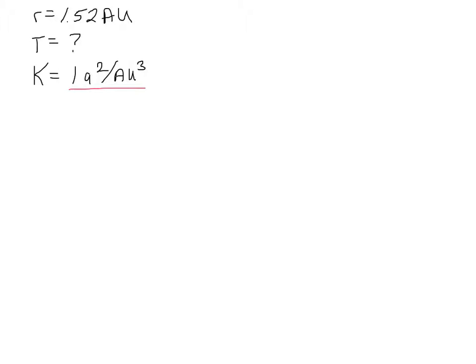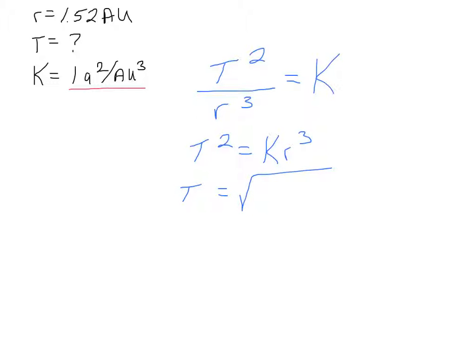So based on Kepler's third law, the ratio of a planet's orbital period squared to its orbital radius cubed is equal to a constant, which is Kepler's constant, k. We can rearrange this formula to say that T squared is equal to our constant times r cubed, which means T is equal to the square root of k times r cubed.